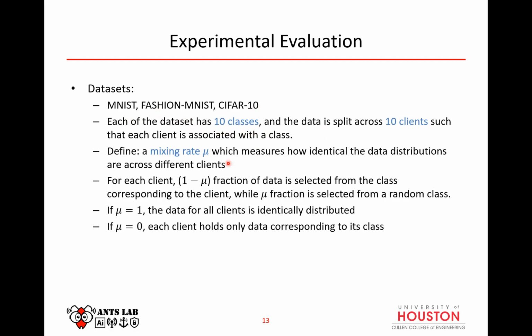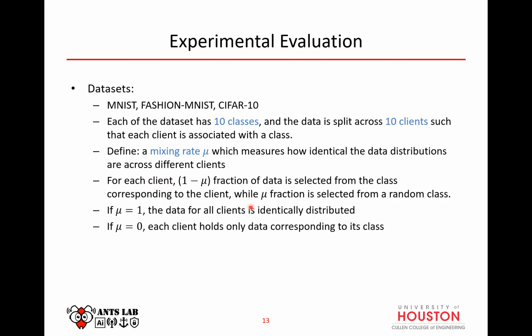And then they define a mixing rate, mu. This mu measures how identical the data distributions are across the different clients. So for each client, they divide it in such a way that 1 minus mu fraction of data is selected from the class corresponding to the same client. And they take mu fraction selected from any random class amongst the remaining 9 classes. So this way they have a mix and match kind of data to see how non-identically distributed data can have impact on the performance.